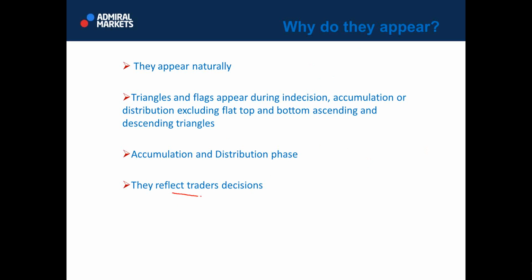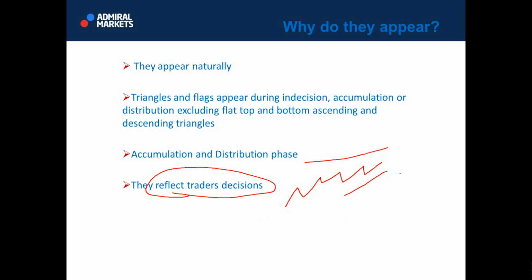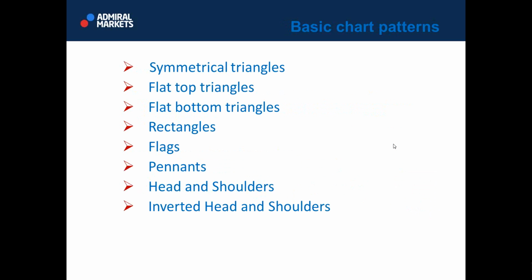So traders' decisions, your decisions, other traders' decisions, are usually reflected through the price. And price itself prints those patterns on your chart, okay? So basic chart patterns include symmetric triangles, flat top triangles, flat bottom triangles, rectangles, flag patterns, head and shoulders, and inverted head and shoulders.